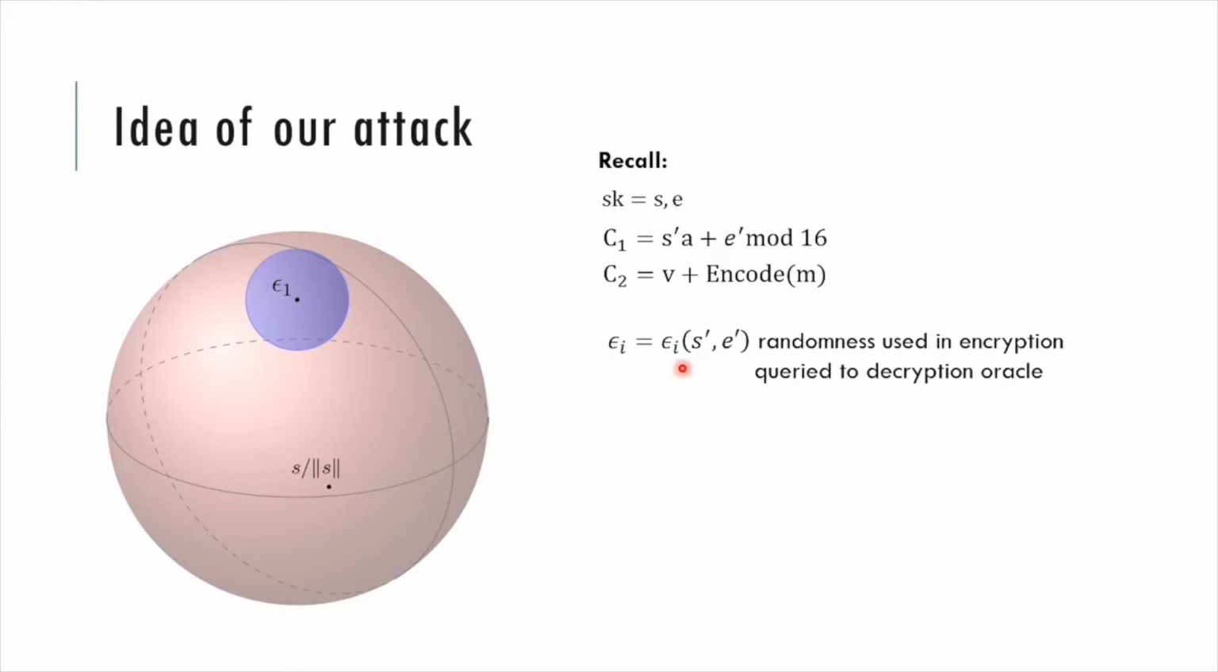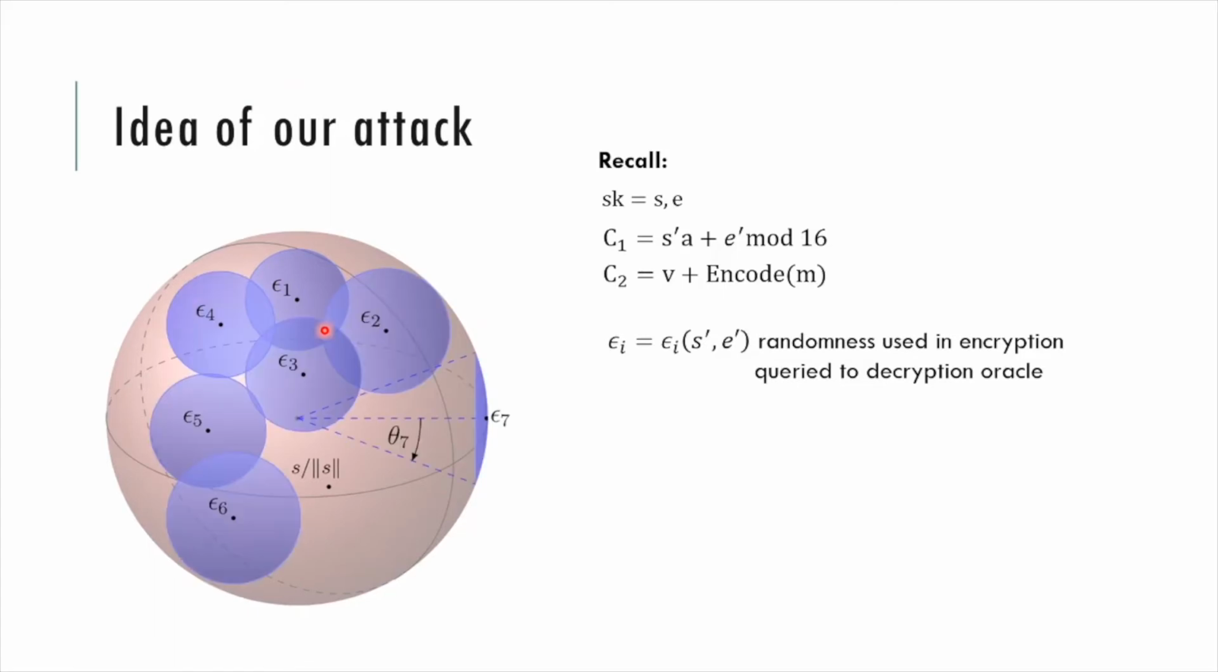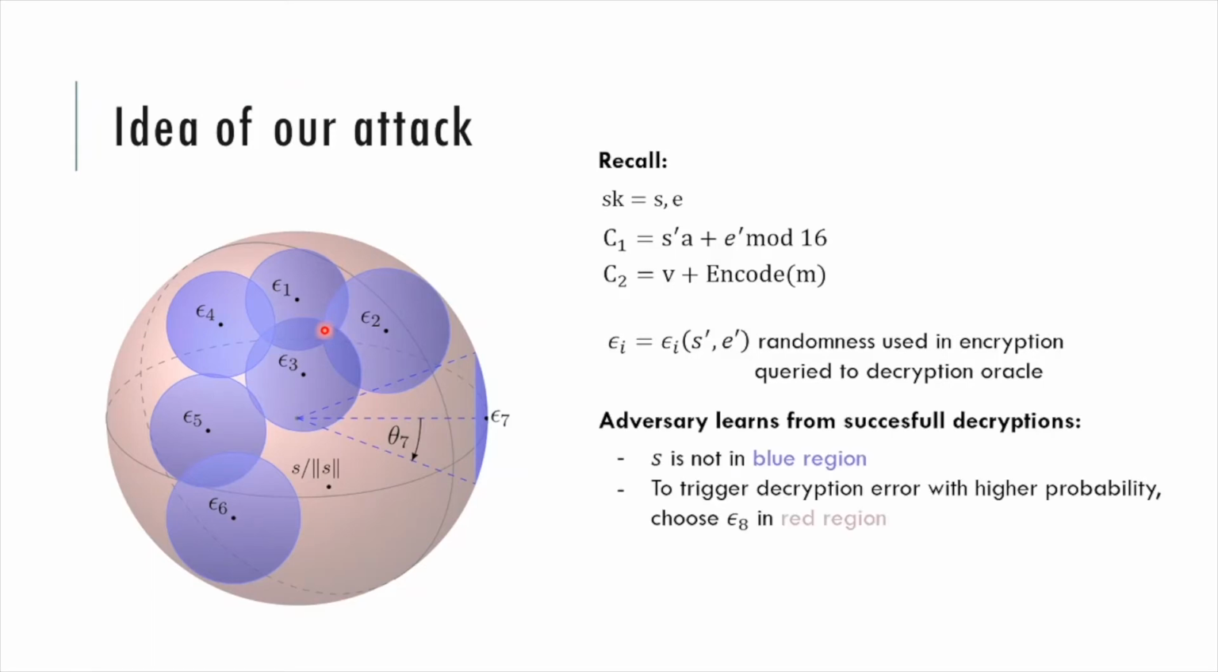That means from a successful decryption, the adversary learns that the secret S is not in the blue area corresponding to the randomness epsilon 1. And also, it's not in the blue caps corresponding to all the other successful decryptions. That means, to trigger a decryption failure with higher probability, the next blue cap corresponding to the next query should have as little overlap with the blue area on the sphere as possible. Or to put it differently, the adversary should choose the randomness epsilon in the red region.